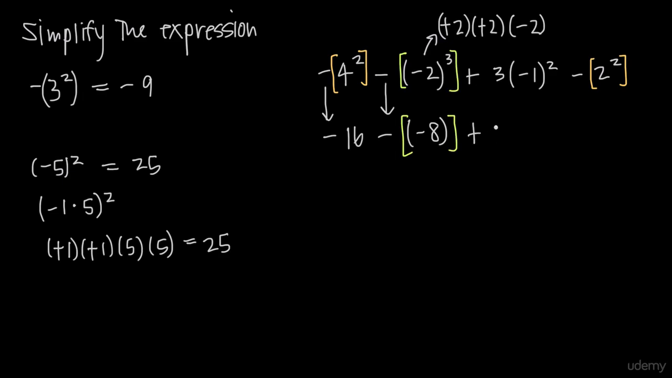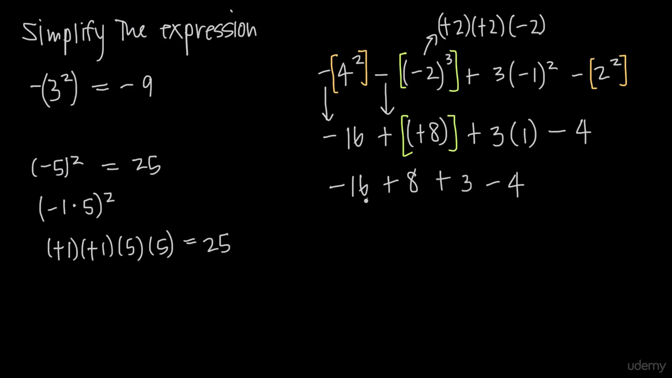Now we have plus 3, negative 1 squared is going to be negative 1 times negative 1, which is a positive 1. Then we keep our minus sign here, and 2 squared is 4. Now we're going to continue simplifying. We get negative 16 minus a negative 8. We can cancel these 2 negative signs. This is like saying plus 8, so we get plus 8. 3 times 1 is 3, so we get plus 3, and then we have a minus 4.